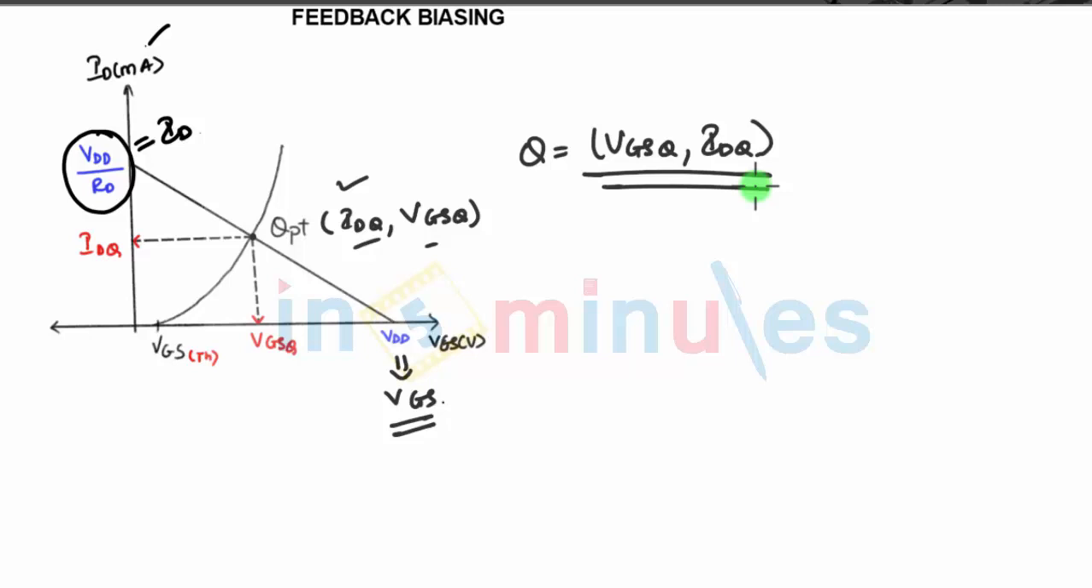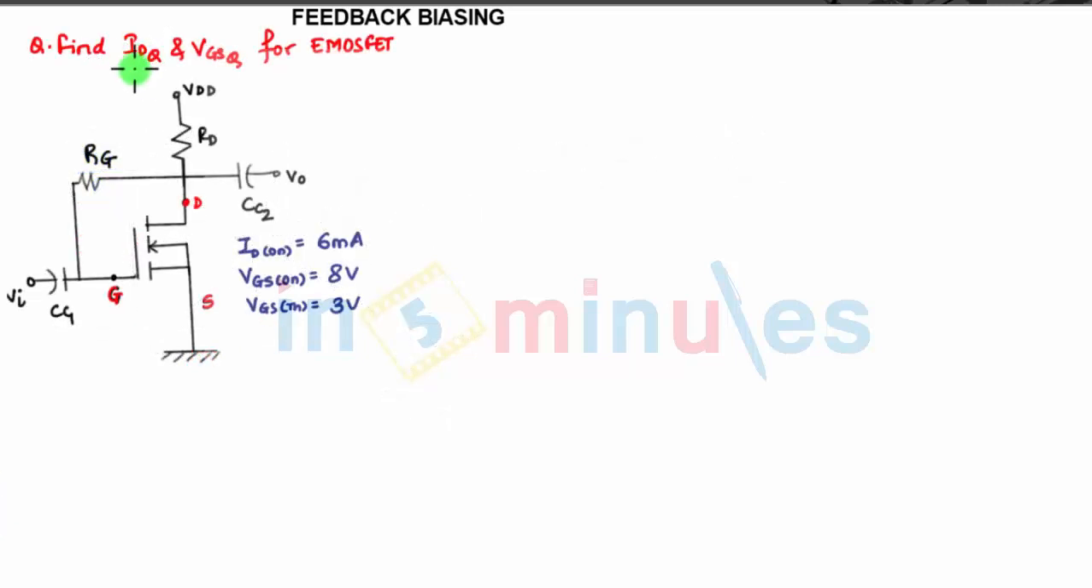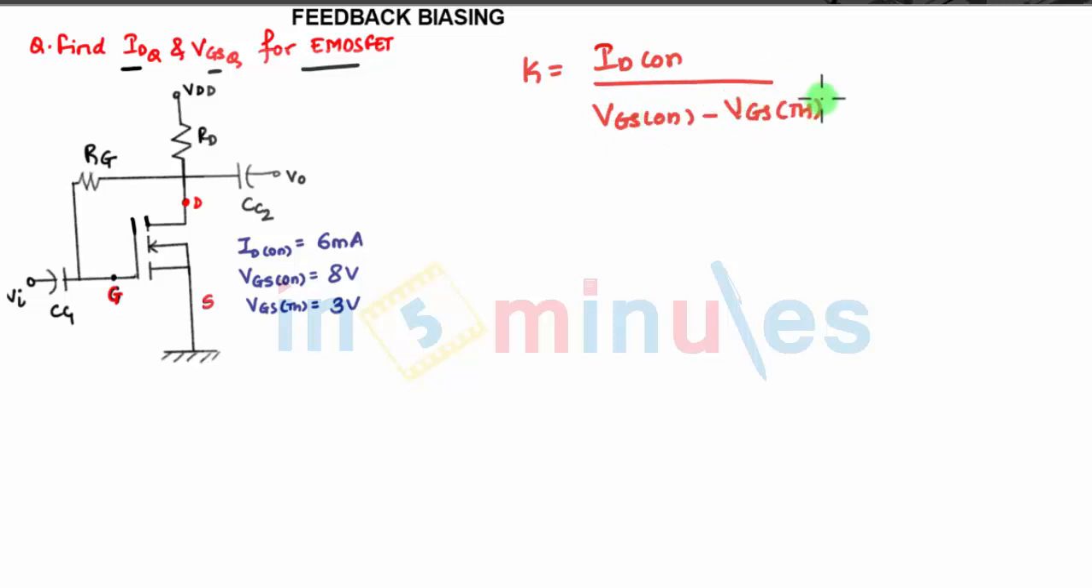Now coming to a problem based on the fixed bias, say there is a problem to find IDQ and VGSQ for the given MOSFET. The symbol is the same as what we have analyzed, so based on this same concept we can solve the problem. For the transfer characteristics we require the value of K. We can find K as ID on upon the square of VGS on minus VGS threshold, where VGS threshold is nothing but VTN.